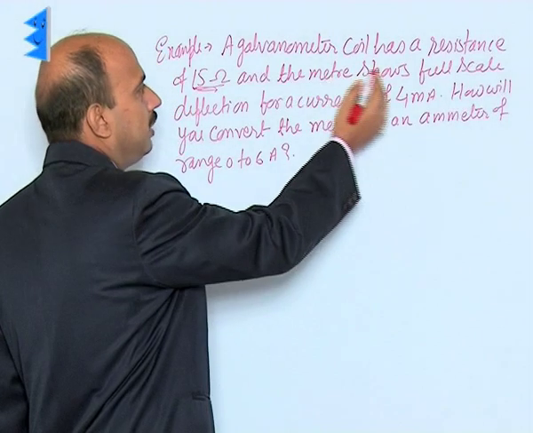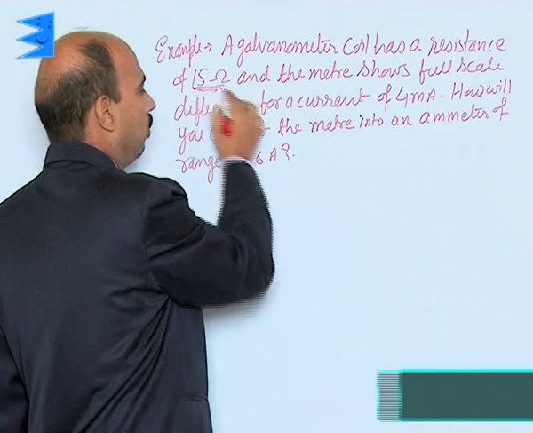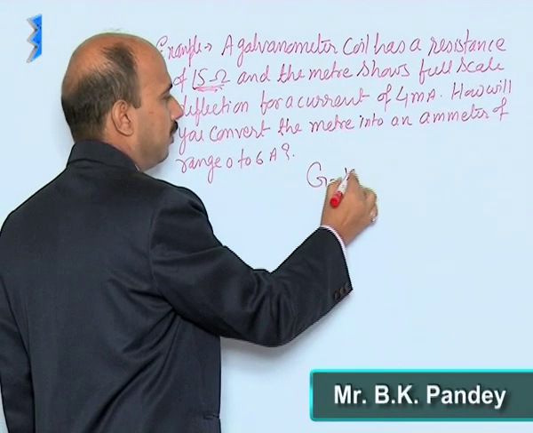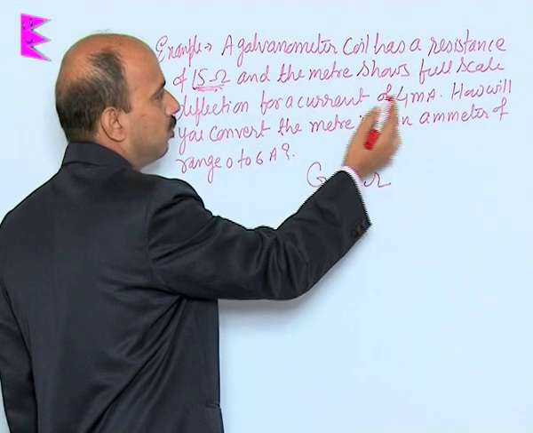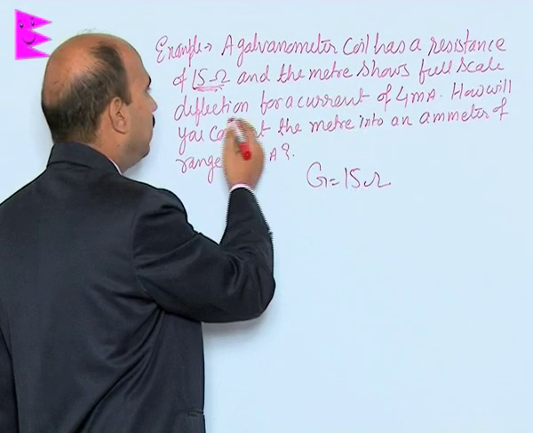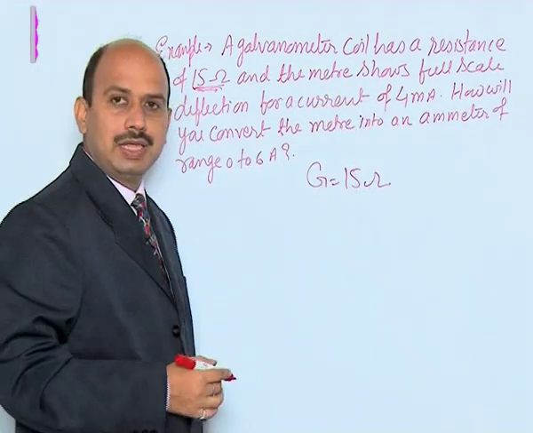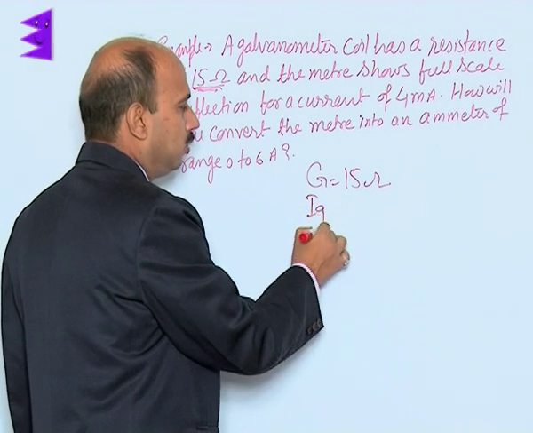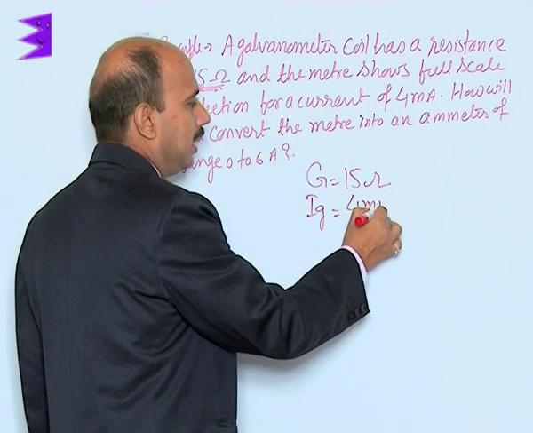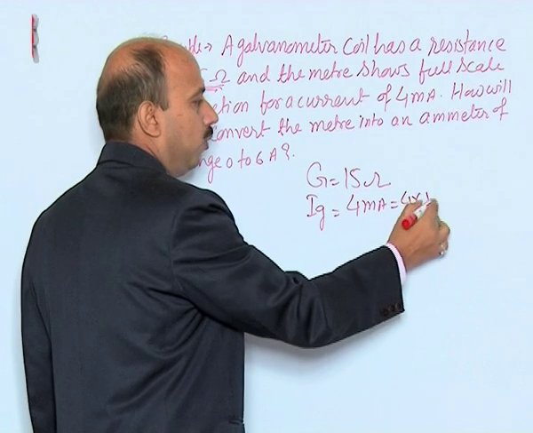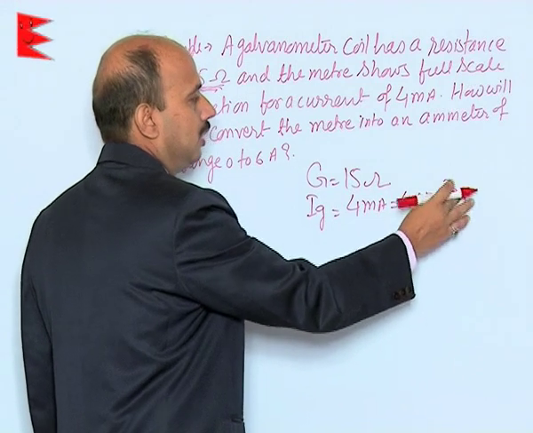Now see here, a galvanometer coil has a resistance of 15 ohms. So, we can write G is equal to 15 ohm, and the meter shows, that means a galvanometer shows full scale deflection for a current of 4 milliampere. So, that is the current through galvanometer can be written 4 milliampere is equal to 4 into 10 raised to power minus 3 ampere.